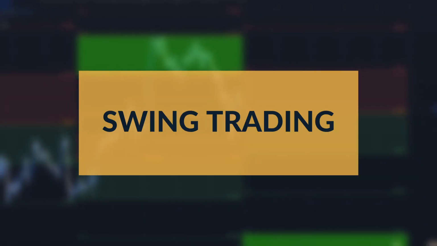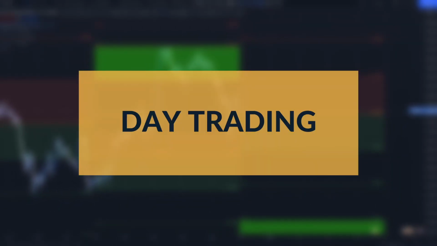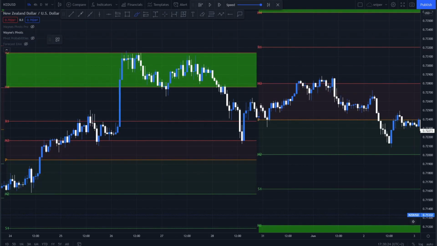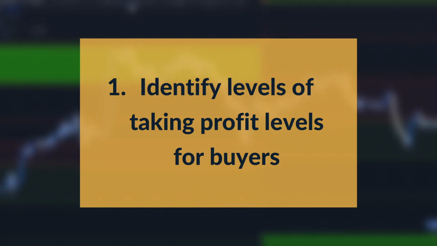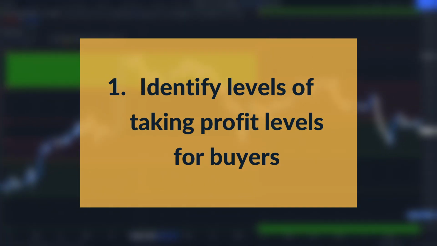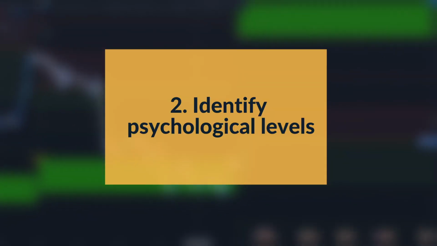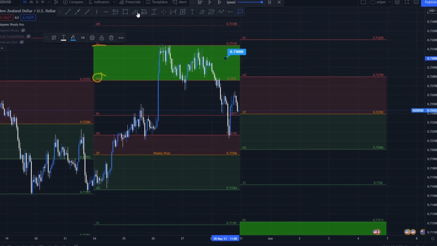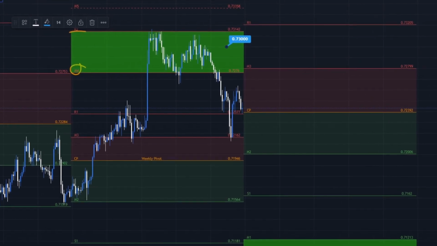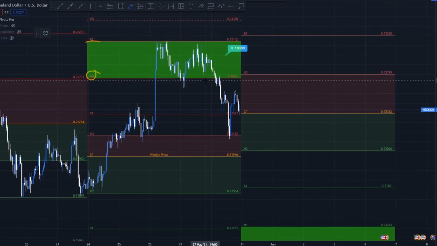First of all, we're going to look at it as swing traders, then we're going to day trade it to the weekly target. First of all, you need to identify that buyers have taken profit or at least hit their profit level. In this situation, the market hit both M4 and R2. Then we need to identify which level buyers took profit at, a psychological level or a round number. And here we can see we have reversed at 0.73.